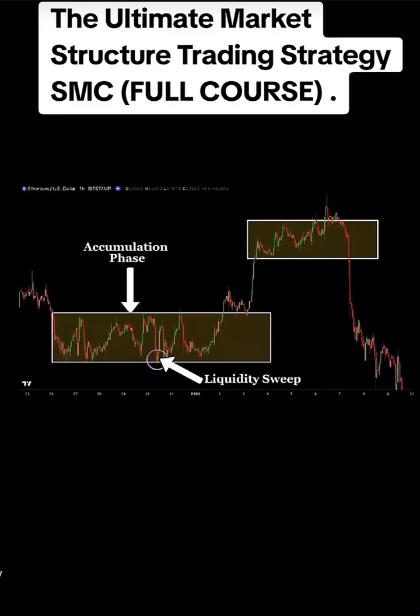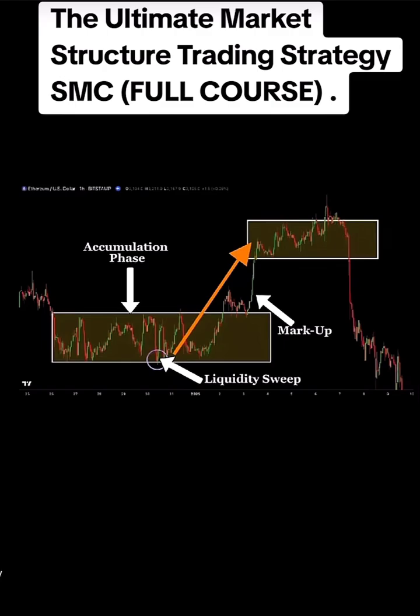It's a liquidity sweep designed to hunt stop losses and trap sellers who think the market is about to break down. However, instead of continuing lower, the market closes back inside the range, signaling that smart money is absorbing liquidity before the real move begins. Right after that, the market explodes upward, confirming the start of the next phase. Now we enter the markup phase.